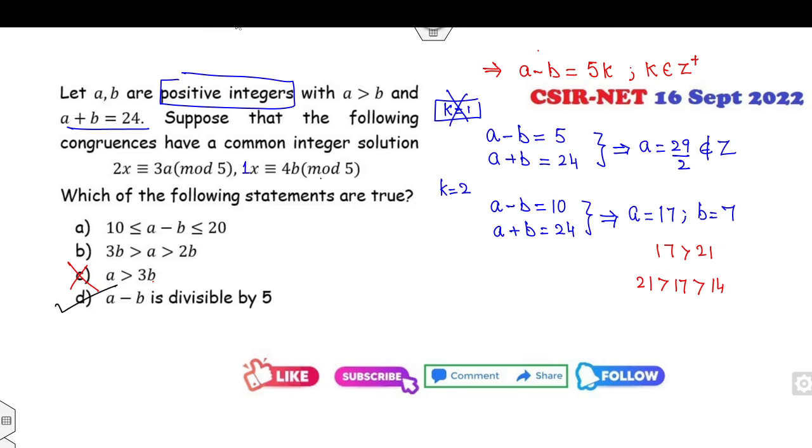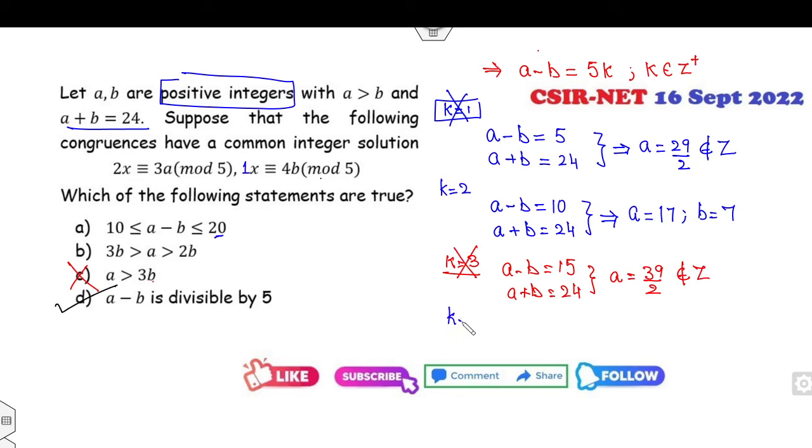But this is one particular example. Now look at the other cases, because we have infinite cases. For k equal to 3, a minus b is equal to 15 and a plus b is equal to 24. Then again, a is 39 over 2, which is not an integer, because I need a maximum of 20. For k equal to 4, a minus b is equal to 20 and a plus b is equal to 24. From this case, a will be 22 and b will be 2.